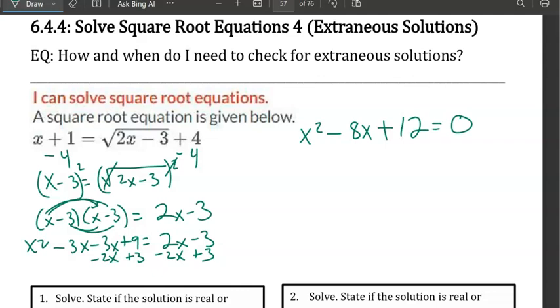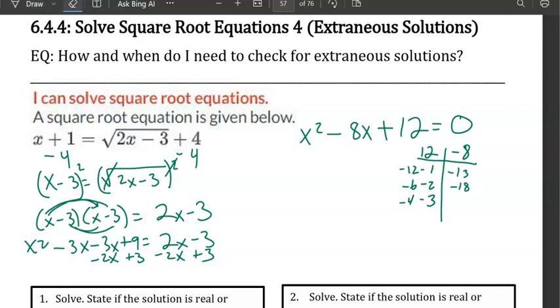Let's factor this. We will find two numbers that multiply to give you 12, and they add to give you negative 8. We know they both have to be negative in that case. So we have 1 and 12, 2 and 6, and then 3 and 4. Negative 13, negative 8, and negative 7. So we want to use these ones.